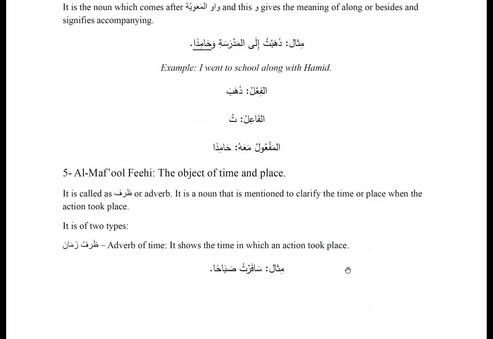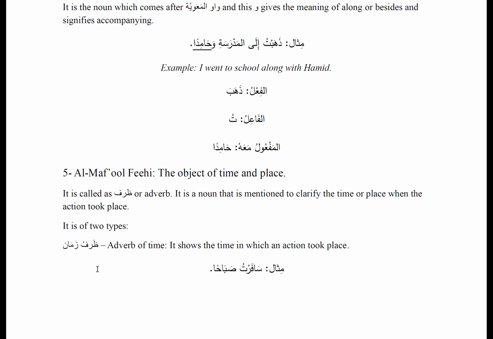Then the fifth one, the last of the mafa'il, is al-maf'ulu fihi. This is basically dharf. Dharf means adverb. This is the object of time and place. So it is a noun that is mentioned to clarify the time or place when the action took place. If an action has taken place, a noun shows the time that it took place, like before, after, morning, evening. All of these can be considered time. Month, year, and the likes. And place, like to the right, to the left, opposite, in front of, this is the place.